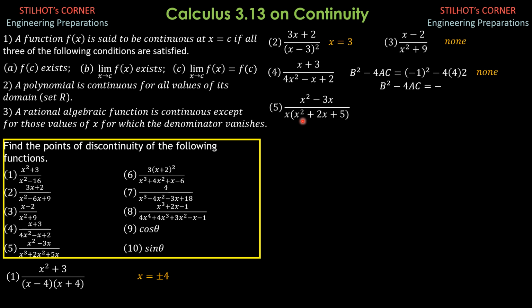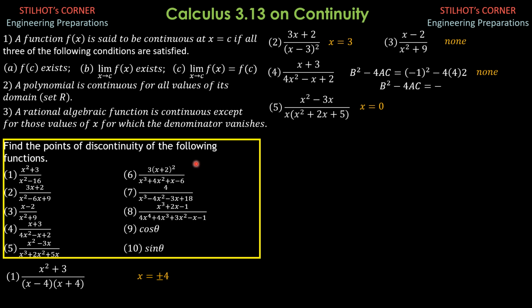Then x squared plus 2x plus 5 is a quadratic function. There is no real root again because b is 2, so 2 squared is 4, minus 4 times 1 times 5, so minus 20, so negative 18. The discriminant is negative, therefore there's no real root for this remaining factor. So the only point of discontinuity is x equals 0.